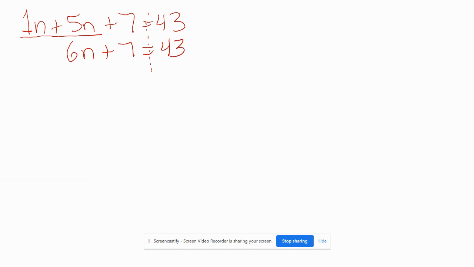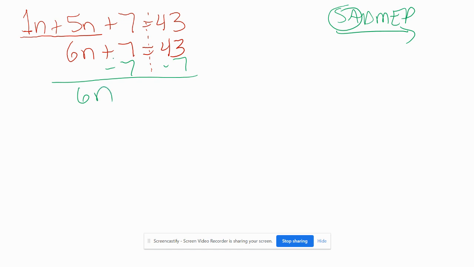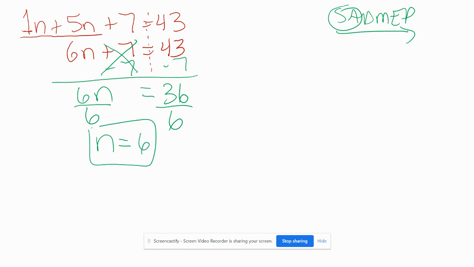Now we can go and say, all right, still looking at SADMAP. I have adding 7, the opposite of subtracting 7. Bring down that 6n. Those add to 0. 43 minus 7 is 36. The opposite of multiplying n by 6 is dividing by 6 on both sides. And 6 divided by 6 is 1. Remember, we don't have to write it, but you can if you want to. And 36 divided by 6 is 6. So our solution is n is equal to 6.